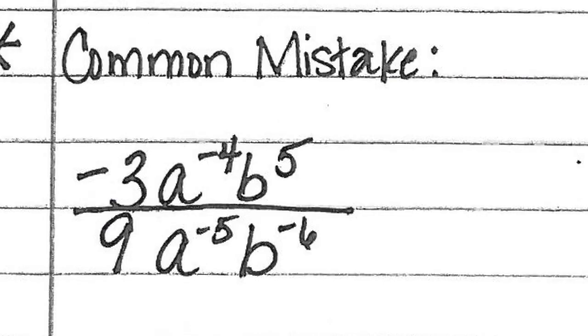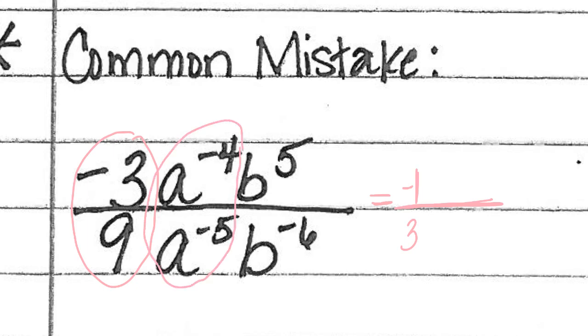All right, before we get moving, I'm going to talk about one common mistake. Do you see how this -3 and -9 are here? Remember, these are still negative numbers. These negative numbers, we're going to continue to just reduce them as negative numbers, so that would be a -1/3. Now from here, with the exponents, remember the negative exponent would tell you to move it to the top or bottom, so this would be a to the 5th on top and a to the 4th on the bottom. B to the 5th stays on top, and b to the 6th moves to the numerator.